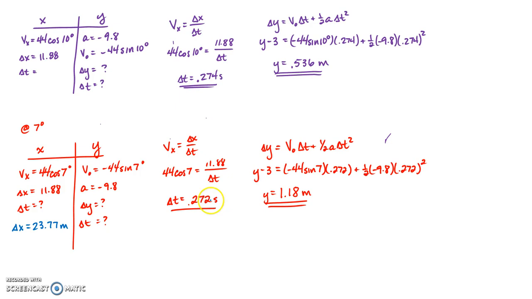All right, so that's what I'm going to change in here. So I'm going to go back, I'm going to change in all these problems here. And so if I redo this, I get 44 cosine of 7 equals 23.77 over delta t. So now the time that it's going to take to hit the ground is 0.544 seconds. And so now I'm going to take that time and put that over here into my delta y equation.